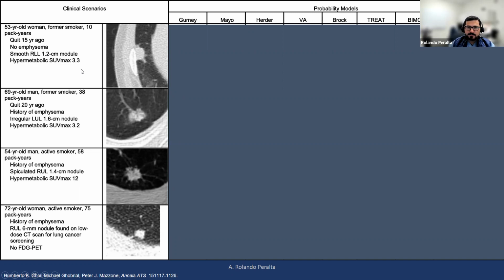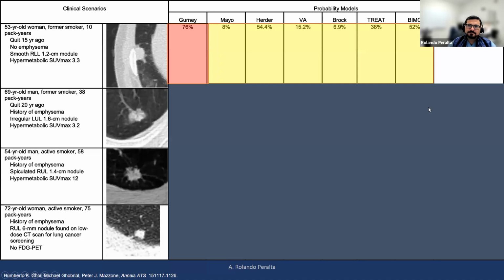Depending on which one you use, you're gonna get different numbers. So the end result was a necrotizing granuloma in this particular case. But as you can tell, yellow are the ones that were determined to be intermediate by that model, and red is the one that's high risk. So Gurney assumed high risk or high probability. All the other ones really didn't change that much. They were all intermediate. Even within the intermediate, there's significant variability, as you can tell.